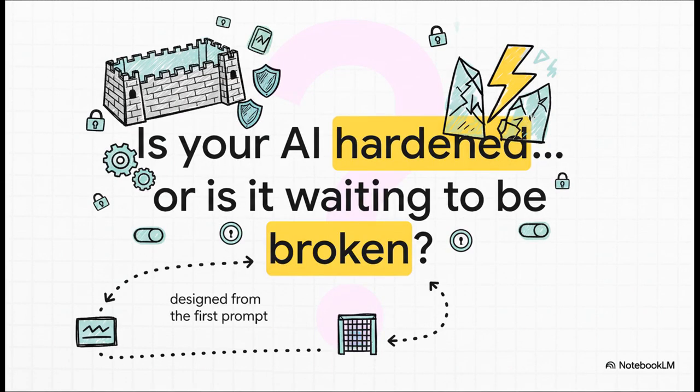The biggest takeaway here is this. In the world of AI, security can't be an afterthought. It just can't. It has to be designed in from the very first prompt you write. So that leaves us with one final question to think about. Is the AI you're building actually hardened and resilient, or is it just sitting there waiting for that one single sentence to come along and break it?